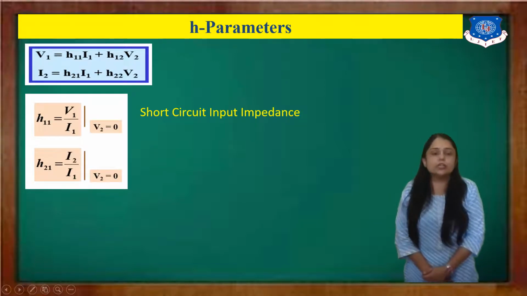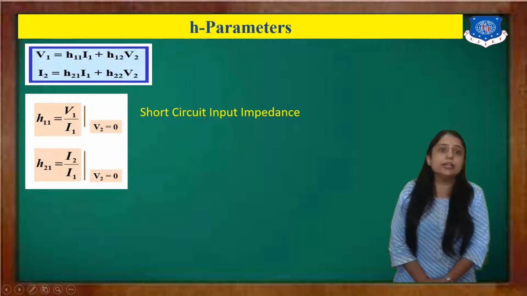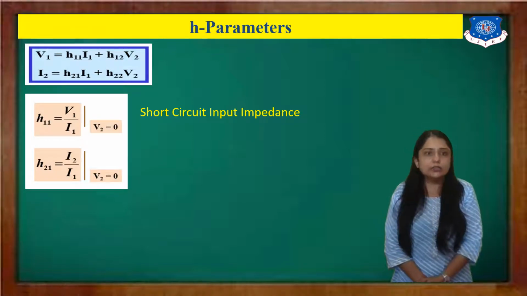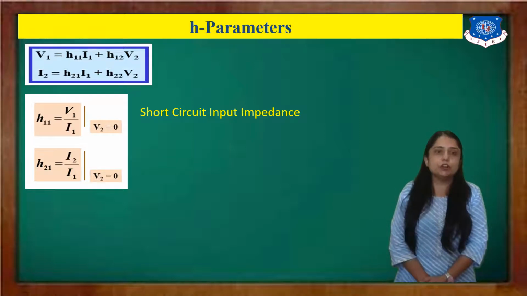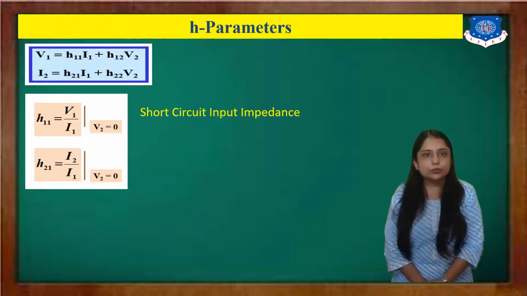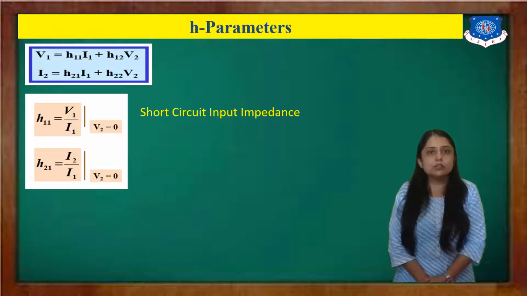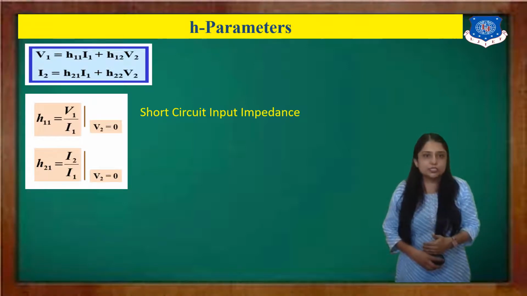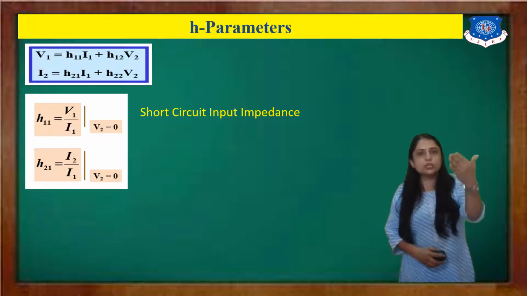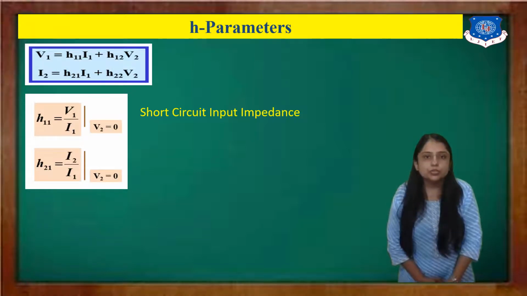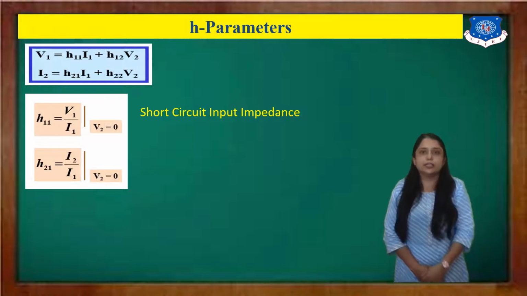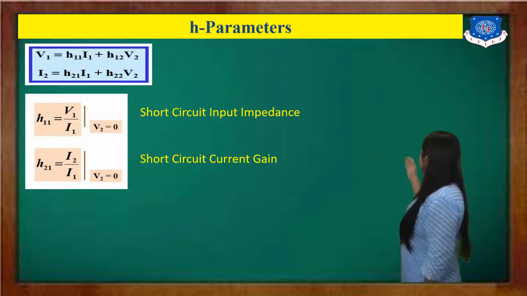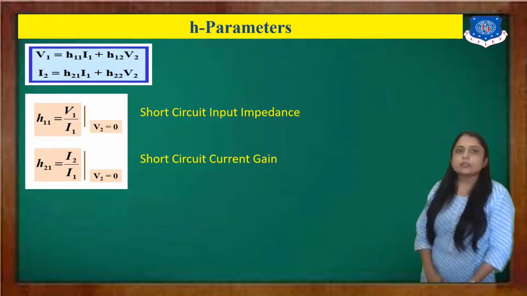Now H21 is I2 divided by I1. Here also I will get the value of H21 when my voltage V2 equals 0, and voltage 0 means a short circuit. It is I2 divided by I1, output current divided by input current, which is a current gain. So H21 is known as the short circuit current gain.